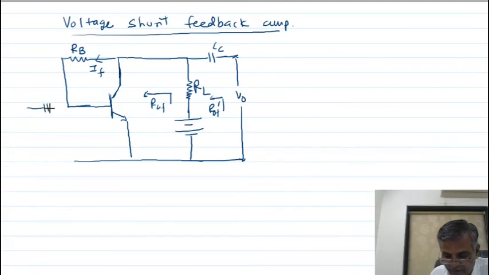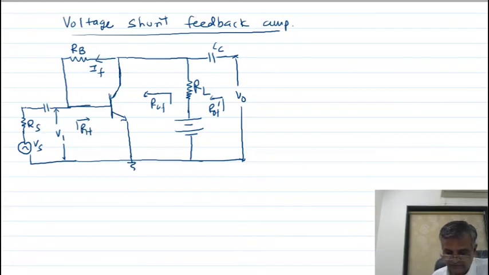Here are coupling capacitors. This is your source resistor. This is the input signal Vs. This is ground. Here is your Vi. This is your Rf. Here is Rf dash.